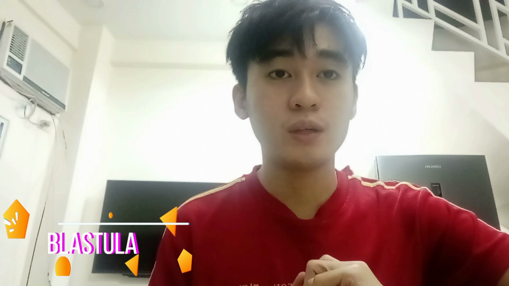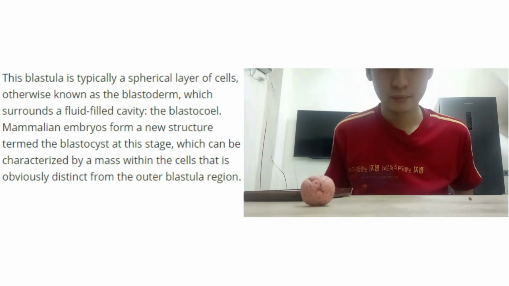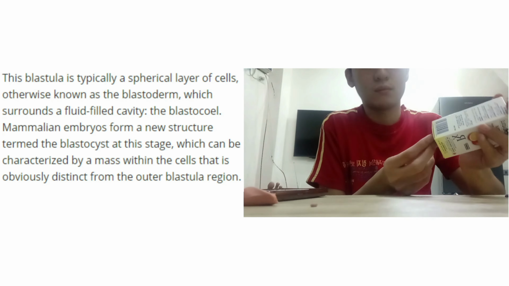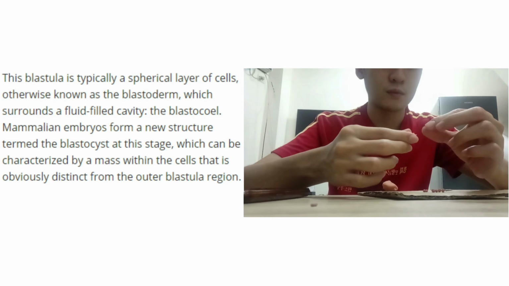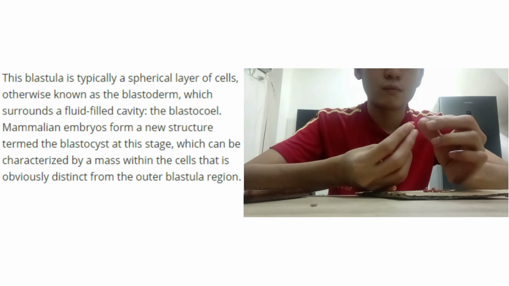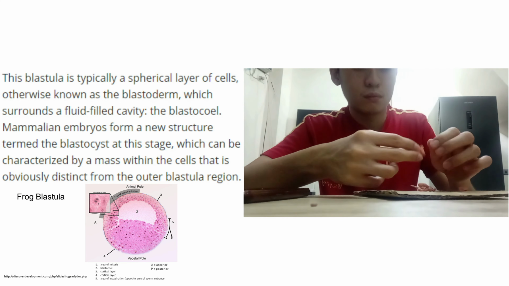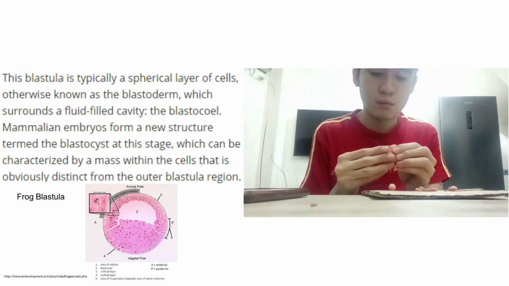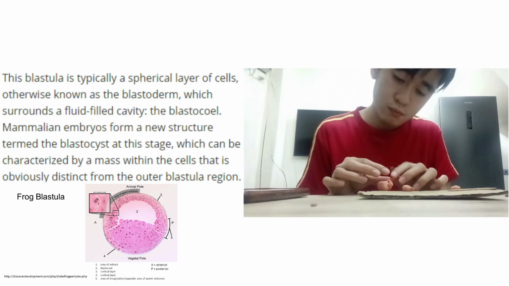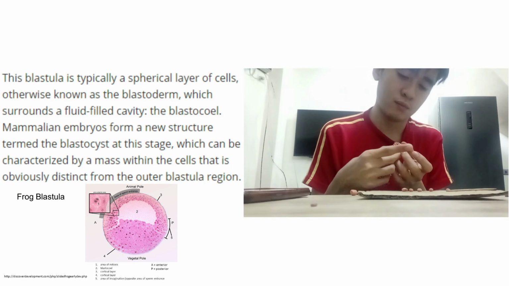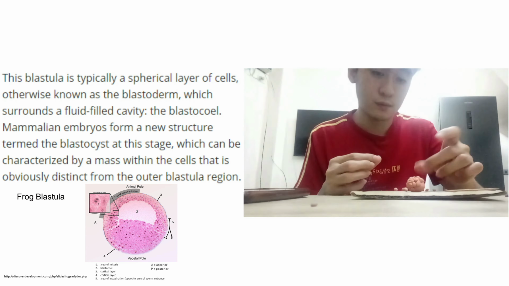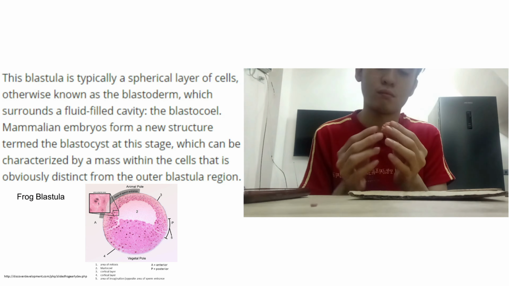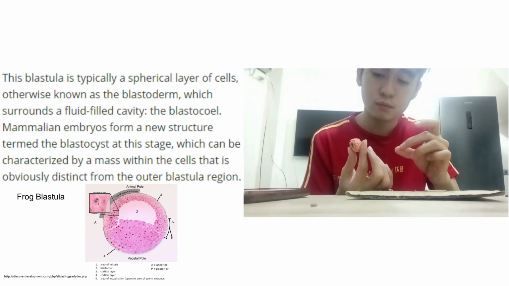Let's now move on to the blastula. Blastula is typically a spherical layer of cells, otherwise known as the blastoderm, which surrounds a fluid-filled cavity that is called the blastocele. Mammalian embryos form a new structure termed the blastocyst at this stage, which can be characterized by a mass within the cells that is obviously distinct from the outer blastula region.